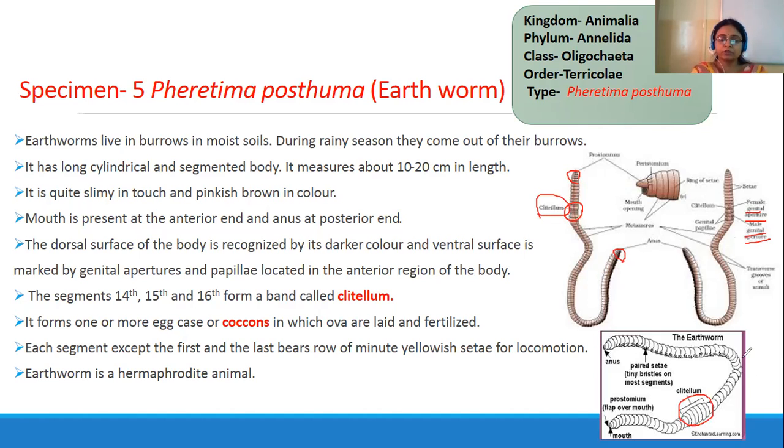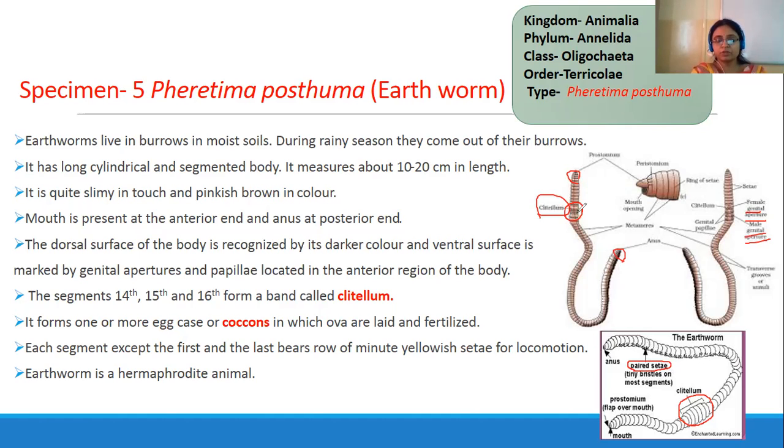And the whole body of the earthworm is metamerically divided into segments. These segments are called metameric. Each of these bears tiny yellow setae, paired setae you can see. These look like tiny bristles present on each of these segments except the first and last segment. All these segments bear these paired setae, with the help of which this earthworm locomotes, moves from one place to another. So these are the organs of locomotion in this earthworm.